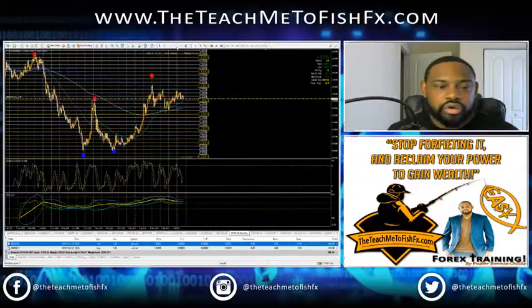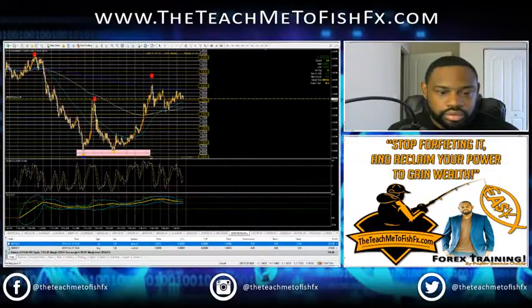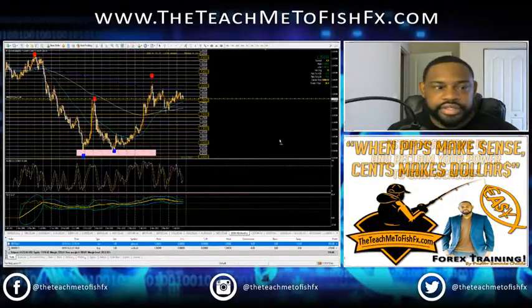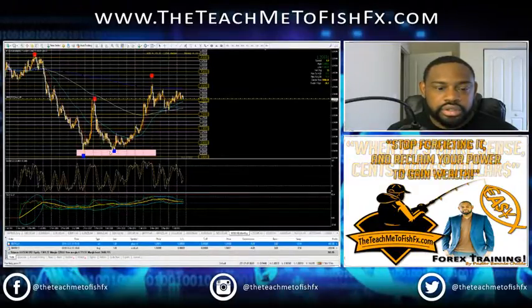We can even look at horizontal support, right? And so we see where it came down, created this zone over here to the left side, the lowest that this pair has ever been. It created this low, created this zone, came up, came back down to retest this zone, and then it shot up from here, all right?